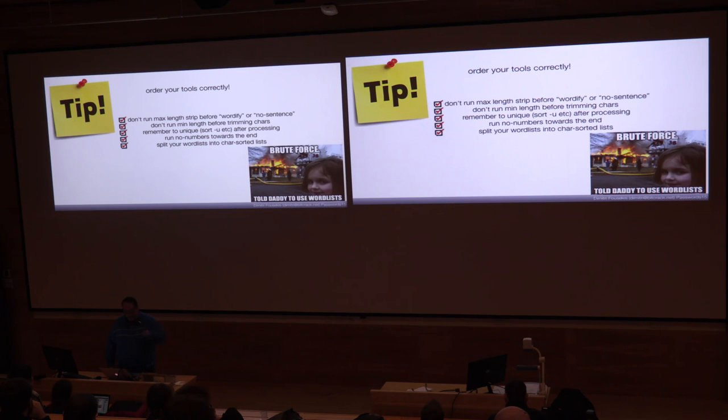Right, before we carry on, just a reminder to order your tools correctly. Don't run maximum length strips before your wordify and your no sentence. Don't run minimum length before trimming the characters. Remember to unique. As I said, there's nothing worse than duplicates in a wordlist file to make it ineffective. Run your known numbers towards the end because you may have trimmed words down to only numbers. And then split your wordlist up accordingly. In this case, I haven't for this test because I'm only attacking one particular type of scenario. But in everyday life, keep your wordlist split by character length sorted.